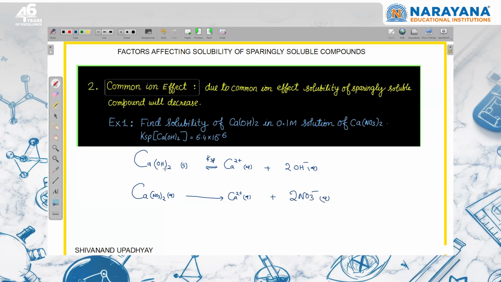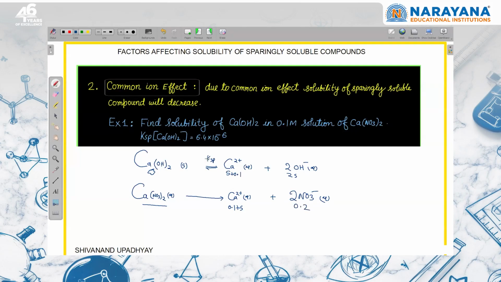Now this is a saturated solution, right? So here this solid will be there, and the solubility of this solid will be S. So here S and here 2 times of S, and this calcium nitrate will be 100% dissociated. So calcium 2 plus produced by this will be 0.1. So 0.1 plus S, or S plus 0.1 here, and this will be 0.2.